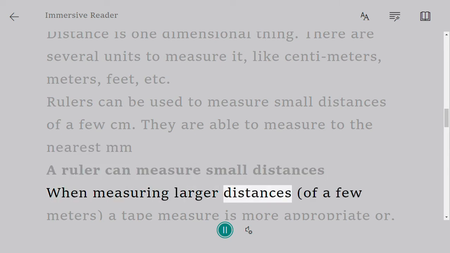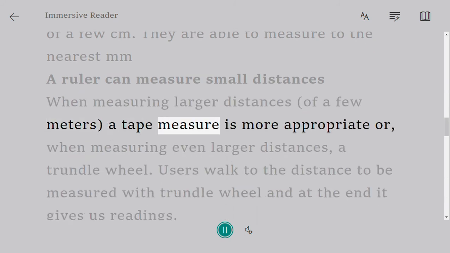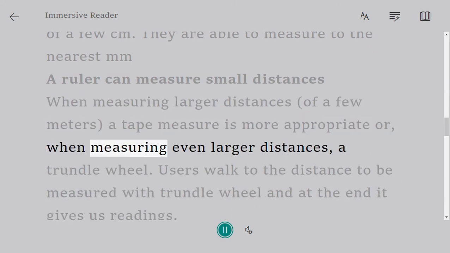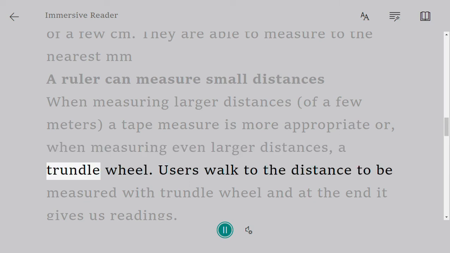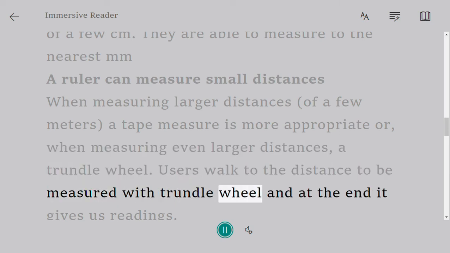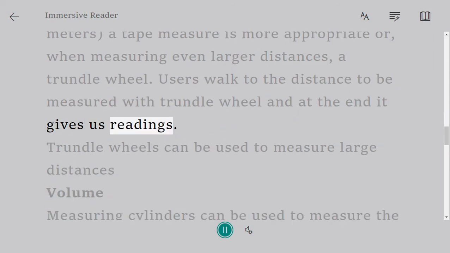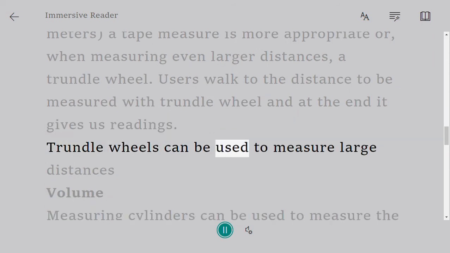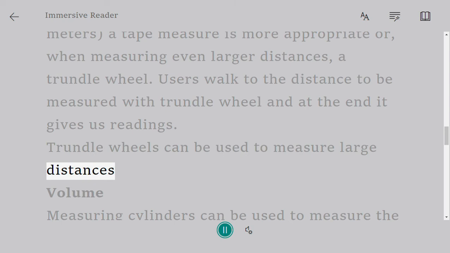When measuring larger distances, of a few meters, a tape measure is more appropriate, or, when measuring even larger distances, a trundle wheel. Users walk the distance to be measured with the trundle wheel, and at the end it gives us readings. Trundle wheels can be used to measure large distances.